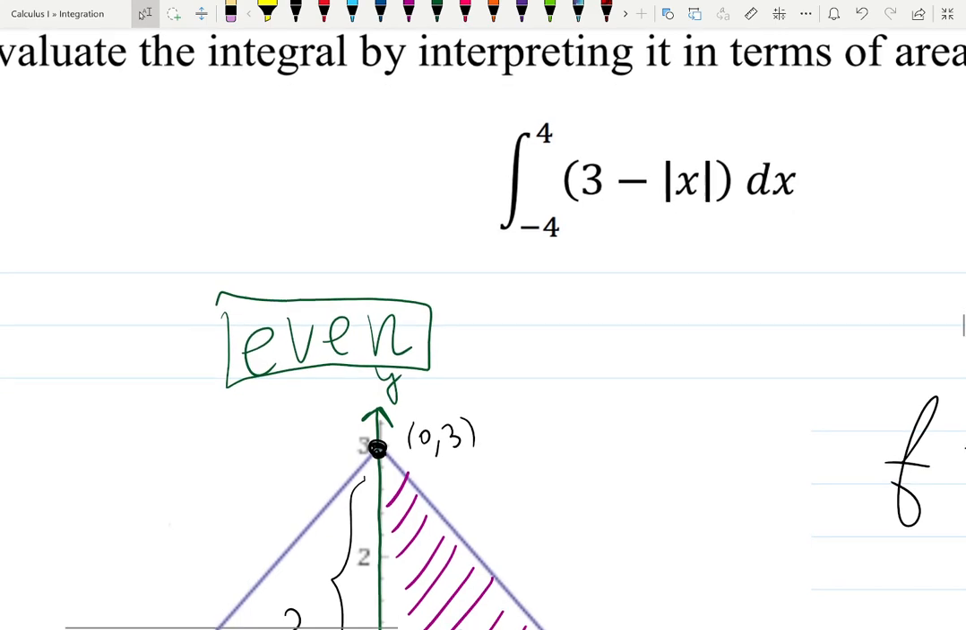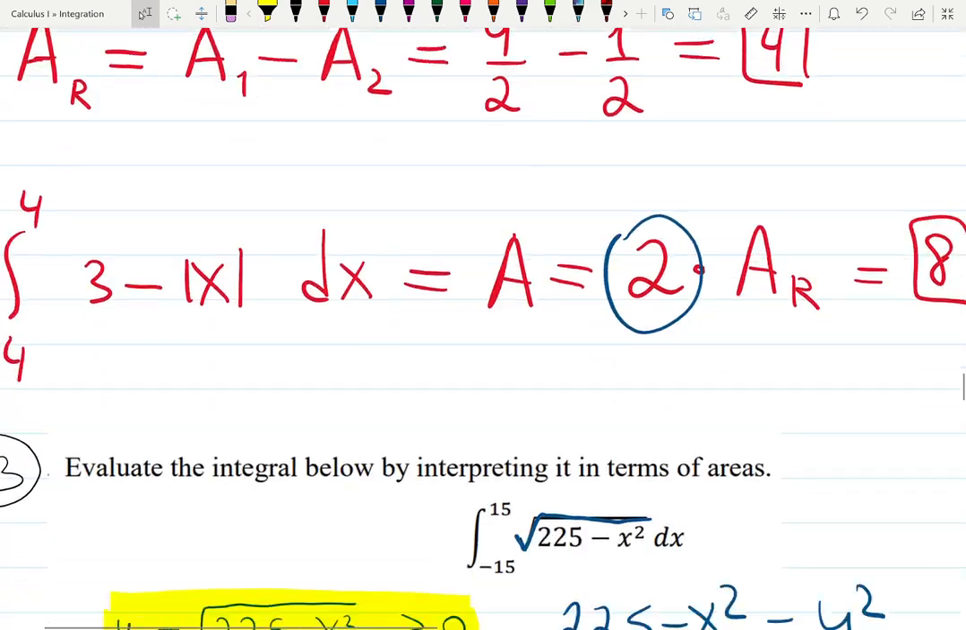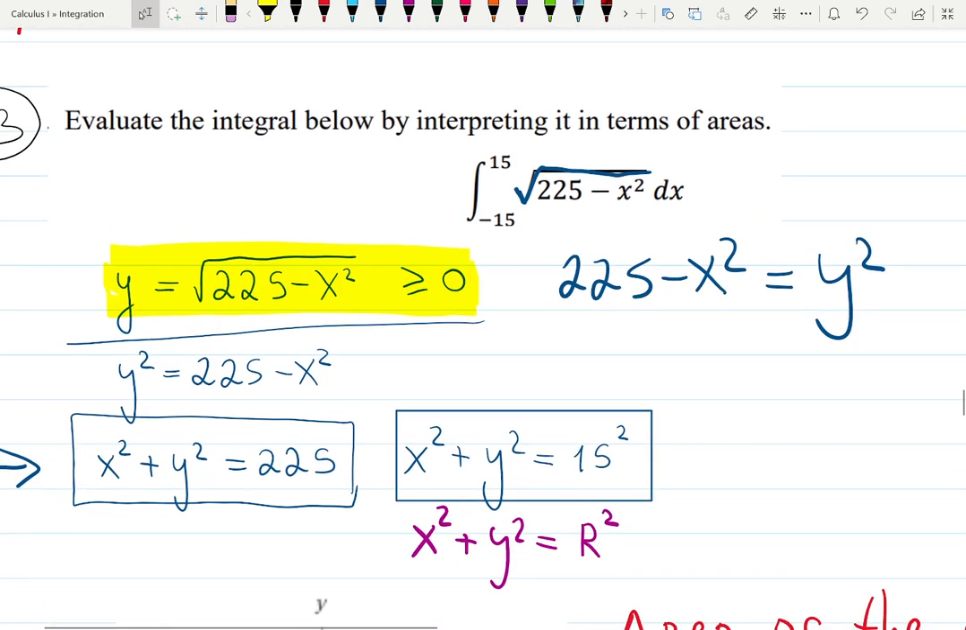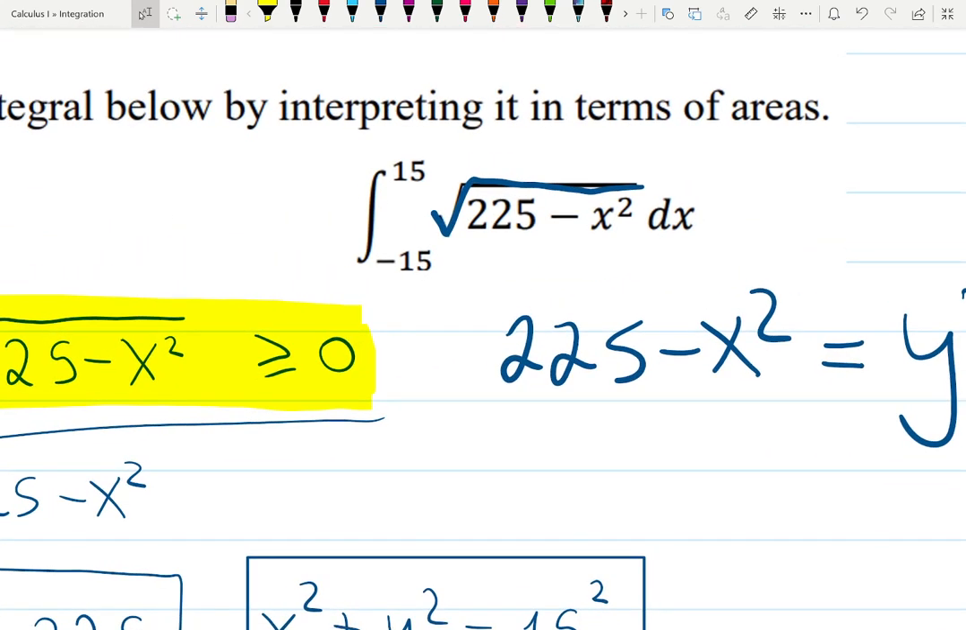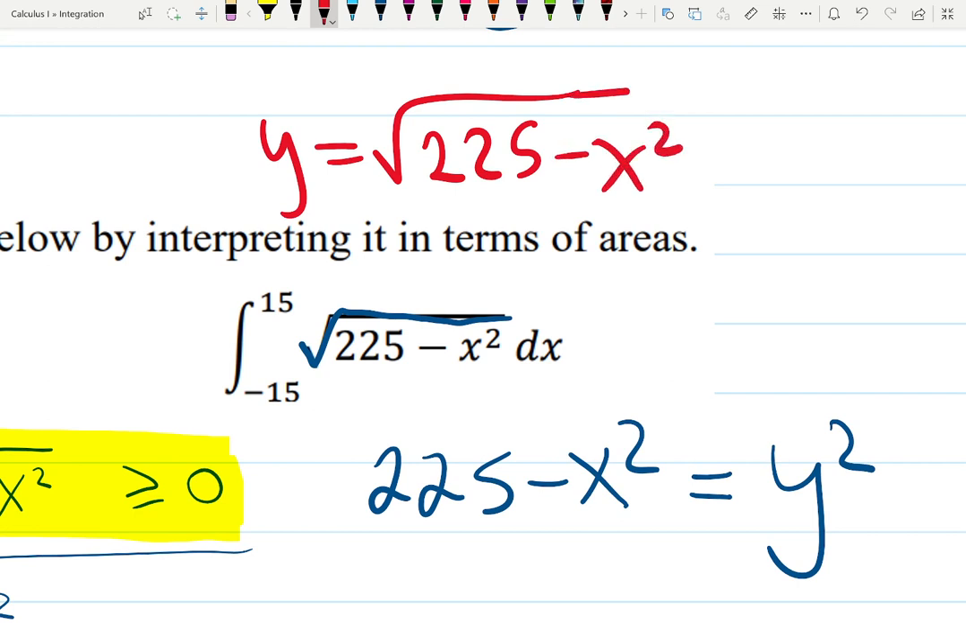3 minus absolute value of x. Here you go, from -3 to 3. Use symmetry when you can. Square root of 225 minus x squared. Do you know what the graph is now? So let me write down, very interesting: y equals square root of 225 minus x squared.